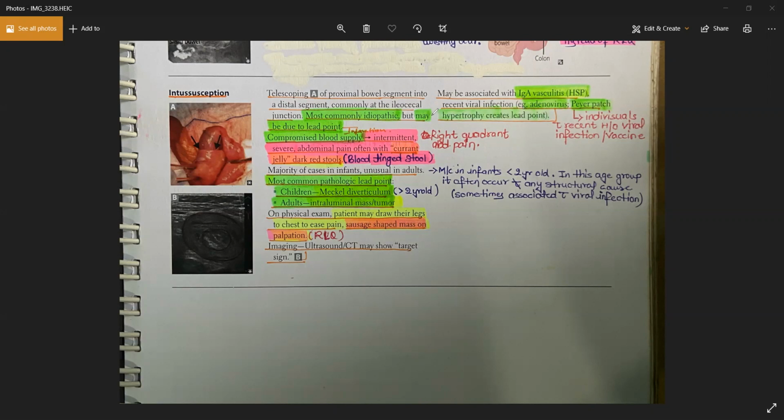And you guys already know whenever you have a mass, you can have the intussusception in case of adults. In case of children also, whenever you get an infection with bacteria or virus, you can also have the intussusception. Okay. So any doubt on intussusception? No.